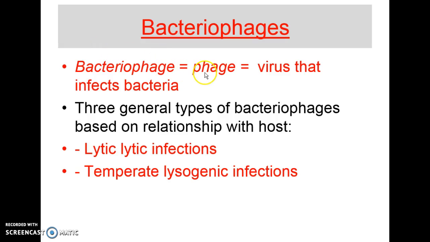Bacteriophages, or simply phages, are viruses that infect bacteria. There are two basic types of infections that bacteriophages can cause on their bacterial host. Some bacteriophages are lytic, meaning they will cause lytic infections. Others are temperate phages, meaning they will cause what we call lysogenic infections. We're first going to look at the lytic viruses, which cause lytic infections.